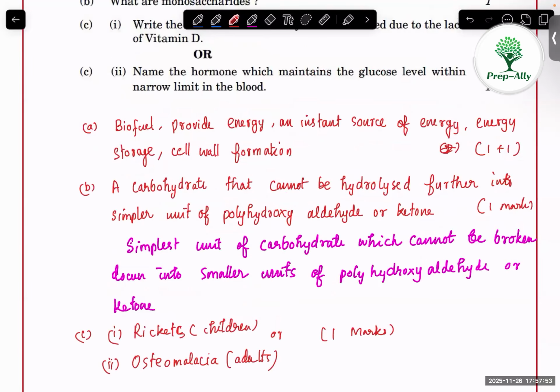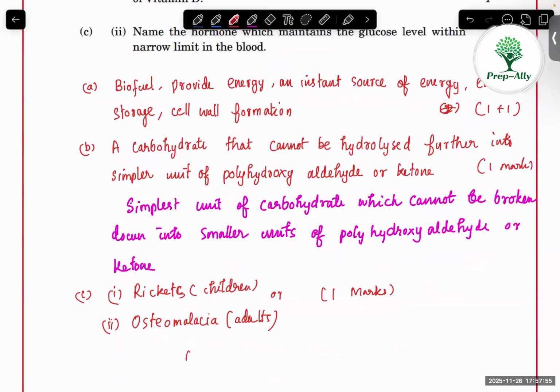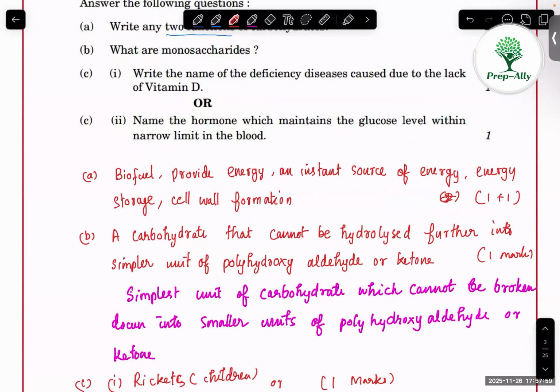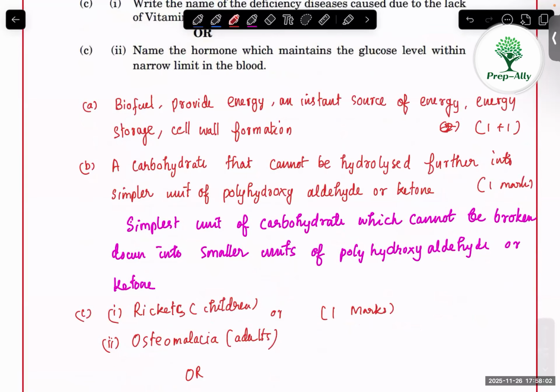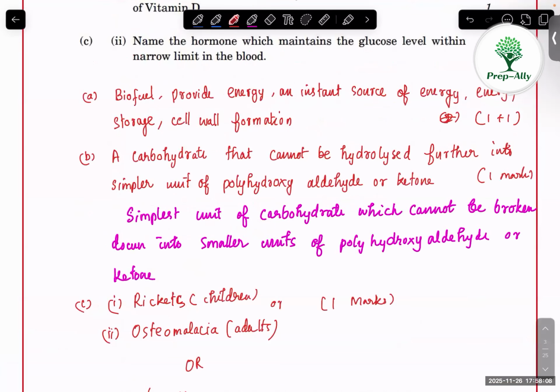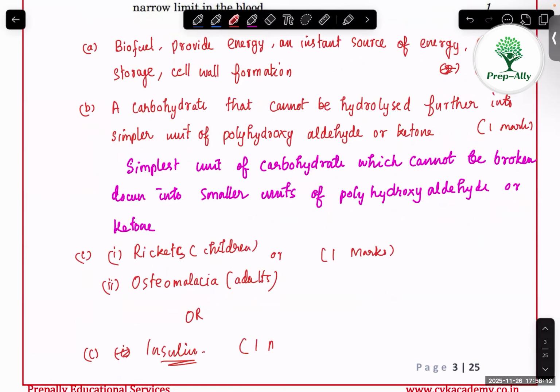Now, if you look at the third one, that means the C OR question from here. C, first one, that is name the hormone which maintains the glucose level within the narrow limit in the blood. That is very easy. That is insulin. So that will also give you 1 mark. This is an OR question, so whichever you feel is correct, you don't need to write both of them. You will not get correct marks.